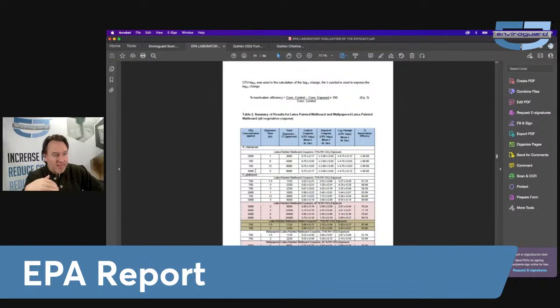And then finally, in this latex painted wallboard experiment, by the way, at 75% RH, we're looking at 3,000 parts per million at an exposure time of 3 hours, or 9,000 total parts per million. And again, we are hitting a log rate of 4. Hopefully that makes sense to everybody.